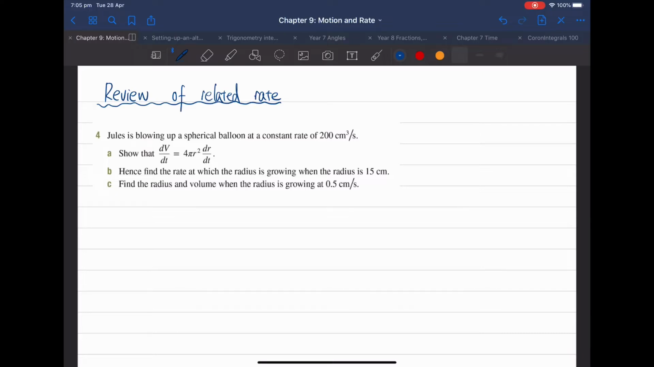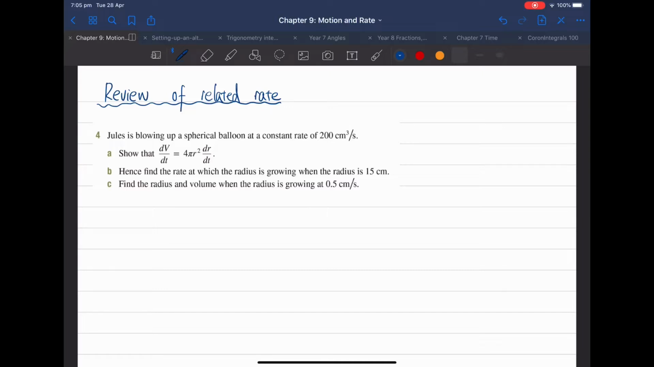Once we have a function, then we can differentiate the function with respect to time, because when we're talking about related rates and all the relative rates of change, it's always in terms of time. So we're going to differentiate with respect to time using the chain rule, and then do some substitution with information that we obtain from the question to solve it. Let's have a look at the first question here.